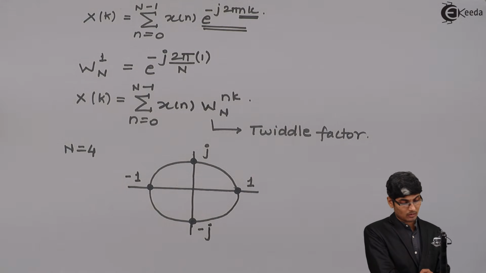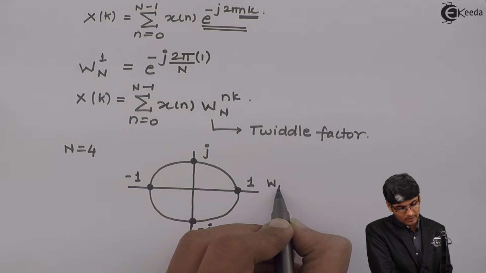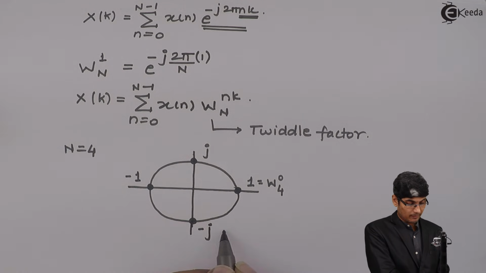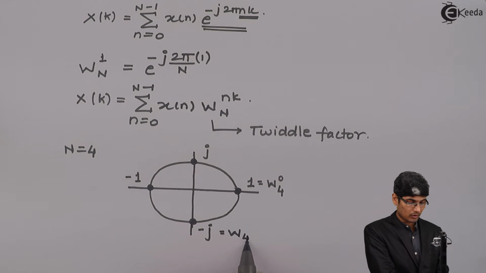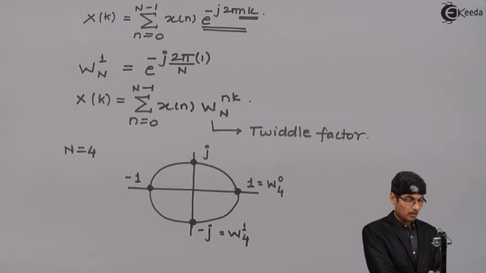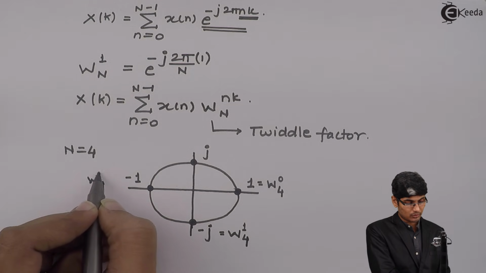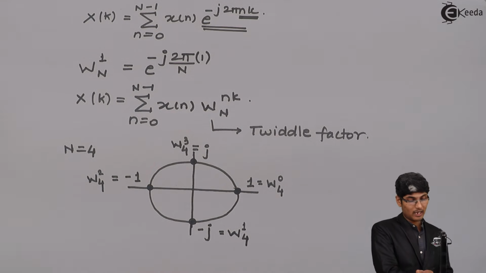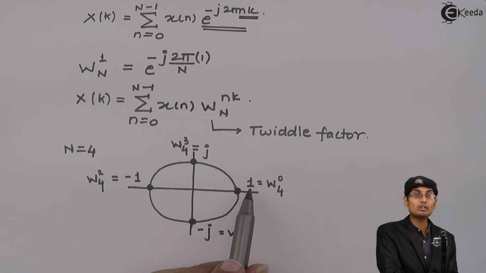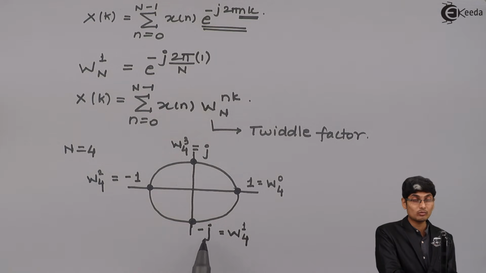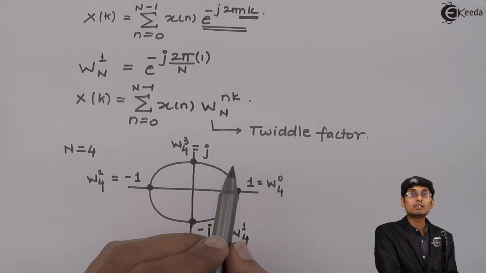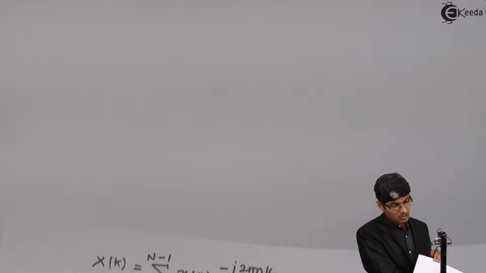Okay, now this value we call W4 raised to 0, which is nothing but equal to 1. Then we have this factor as W4 raised to 1. Then this factor is given as W4 raised to 2, and this is W4 raised to 3. So I have 4 components: W4 raised to 0 is equal to 1, W4 raised to 1 is equal to minus j, W4 raised to 2 is equal to minus 1, and W4 raised to 3 is equal to j. Now I will develop that matrix.